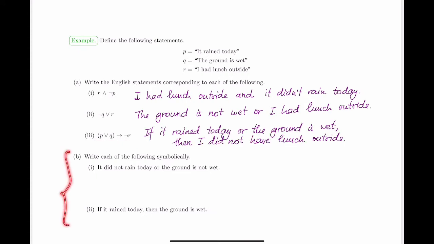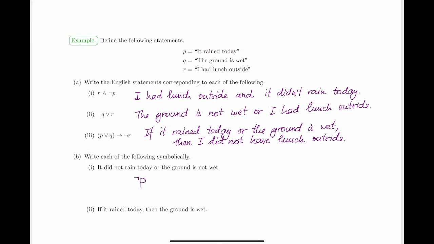Now, the second part of this exercise does exactly the opposite thing. We're going to start with the English statement, and we're going to try to turn it into a compound statement with the propositions that we defined. Again, I urge you to take a second here and try to do this by yourself before tuning into the video again for the answer key. It did not rain today, or the ground is not wet. So we have the proposition that defines it rained today, and there is a not here, so it's going to be not P. This first part is not P.